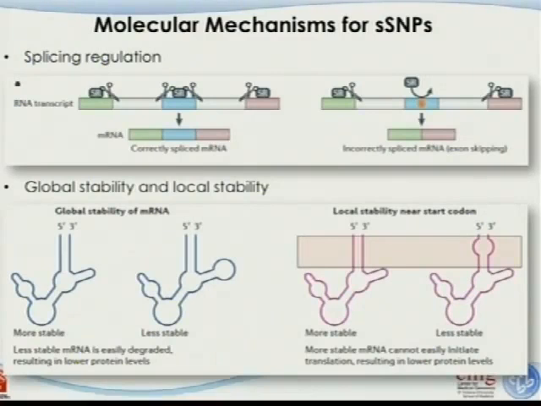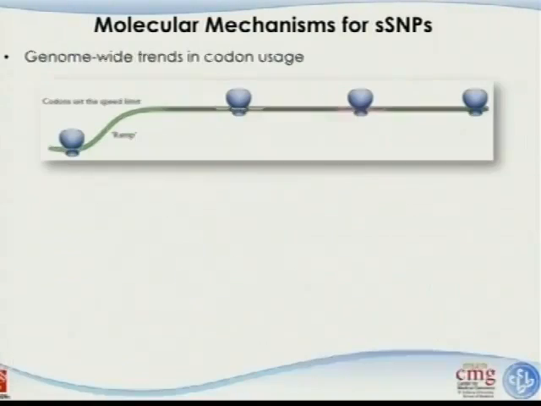And the end result is that we will have less protein product from this form because it's hard to initiate translation, but more protein product from this form, just because of one variation in the 5' UTR region. Okay? So you can see that the global stability and local stability can both affect it. And the third part is the genome trend in codon usage.